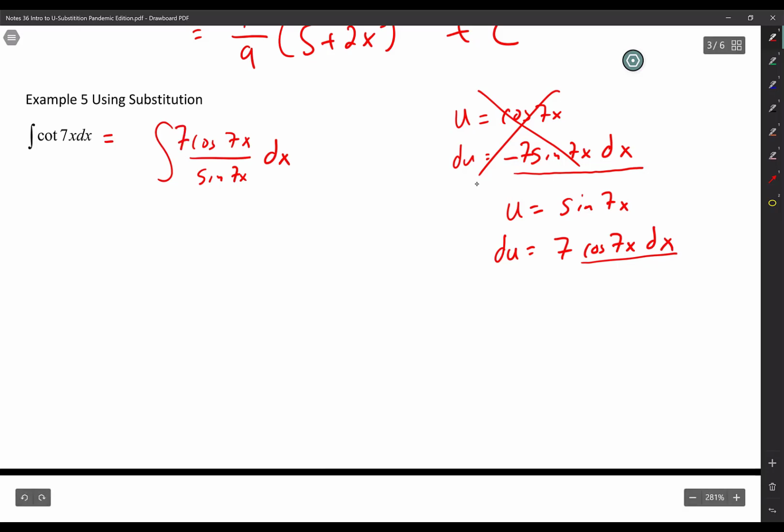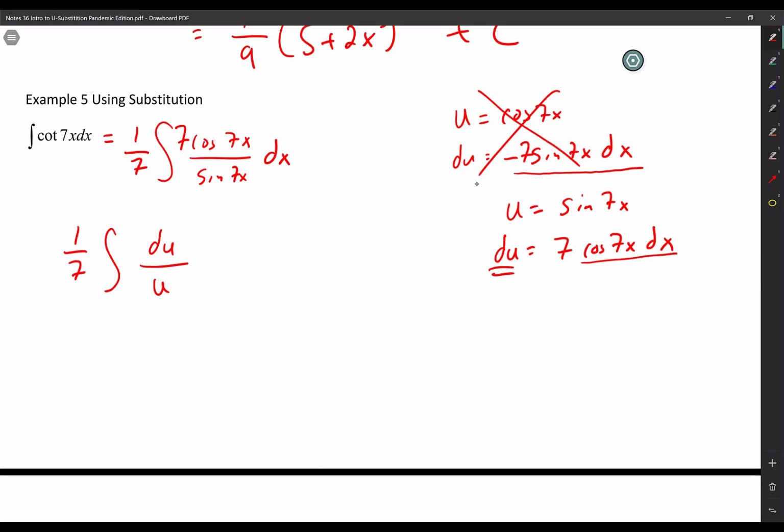I add a 7. If I add a 7, what do I put on the outside? 1/7. There it is. Everything is right in the world. It's perfect. It's balanced. So I'm going to write 1/7 integral. That's 7 cosine 7x dx. That's just du. Look, it says there. It says du. Du over, and then the sine 7x is just u, and there it is. That looks a lot easier to integrate.